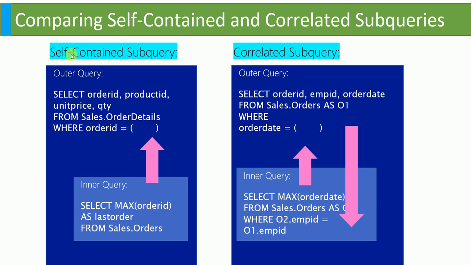So what we understand is that in the self-contained subquery, your inner query doesn't have any dependency on the outer query, and in the correlated query, your inner query is correlated with the outer query. So that's the main difference between the self-contained and the correlated subquery.